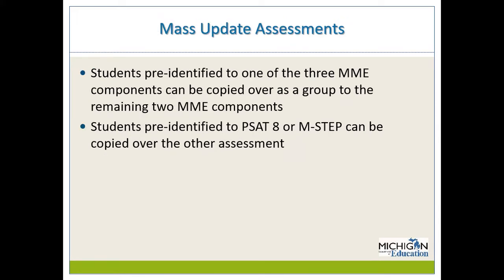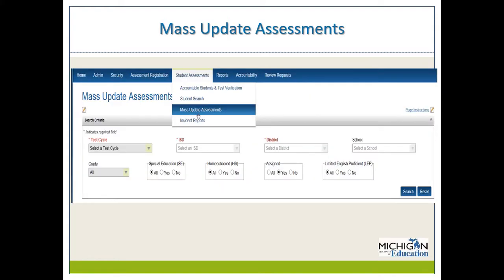There is a way to copy students from one test cycle to another test cycle. So for example, if you pre-identify your new students to the SAT, you can then go to the Mass Update Assessments page and as a group copy them into WorkKeys and then into M-STEP. For grade 8 students, you can pre-ID them to PSAT 8 and then copy them into the M-STEP. Of course, you can just pre-ID the students to all of the appropriate assessments separately through the pre-ID file upload, student search, or MSDS copy.